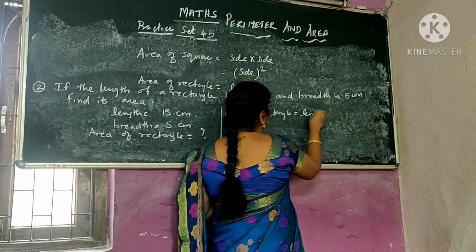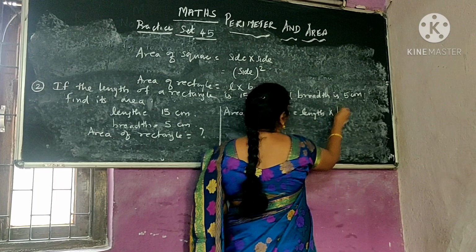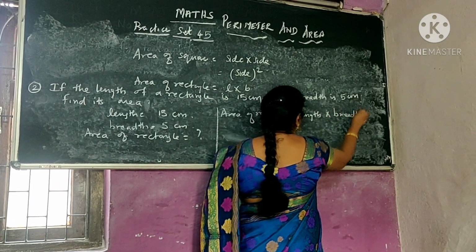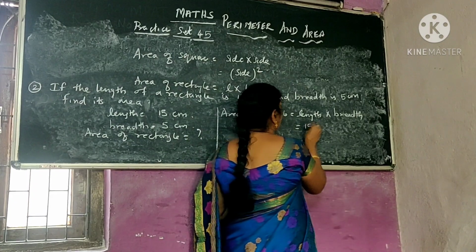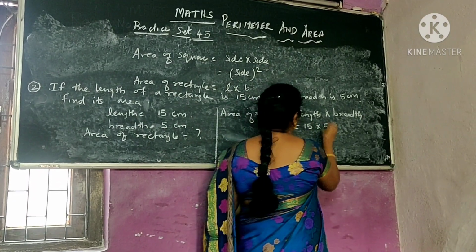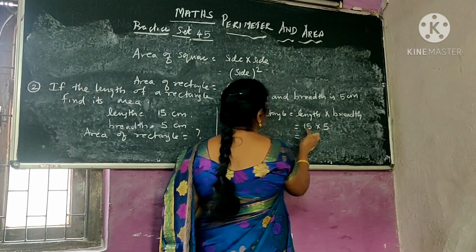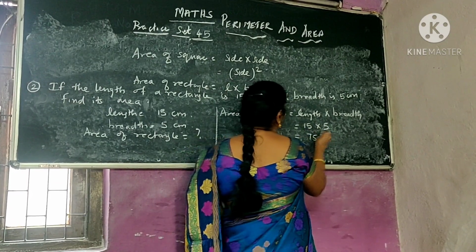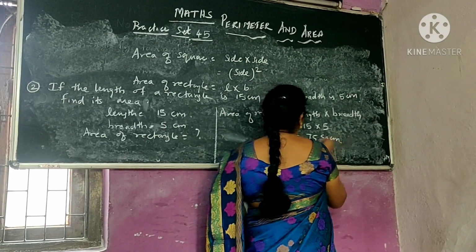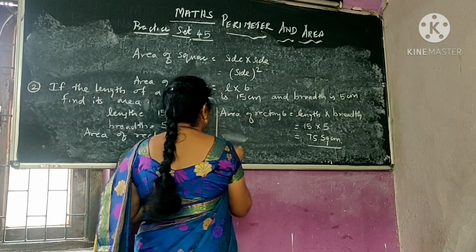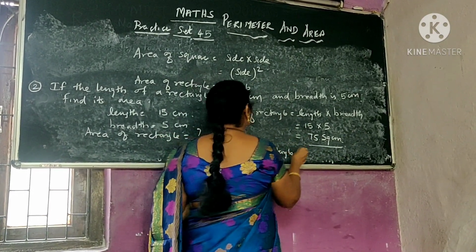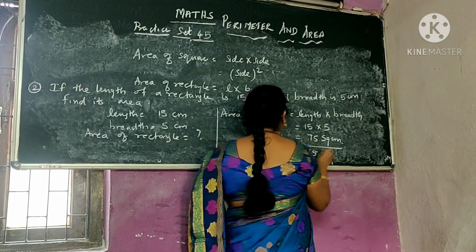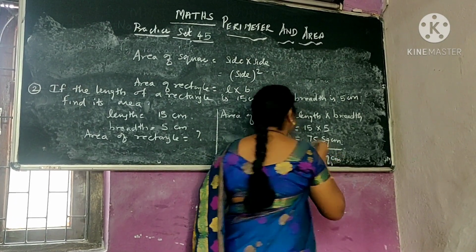Area of rectangle is length into breadth. What is length? Length is 15 and breadth is 5. So 15 fives are how much? 75 square centimeter. So the area of the rectangle is 75 square centimeter.